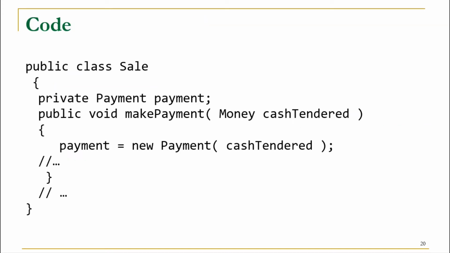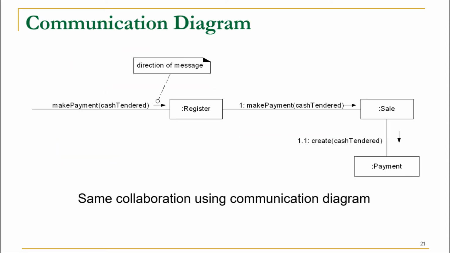So you can have a look at this code to understand the translation of the previous diagram. Inside the sale class we have the payment reference variable, but the object of this payment will only be created when you call the make payment method. And from within the make payment method, we are calling the new keyword, calling the constructor of the payment class, passing the cash tendered, and in return creating the object.